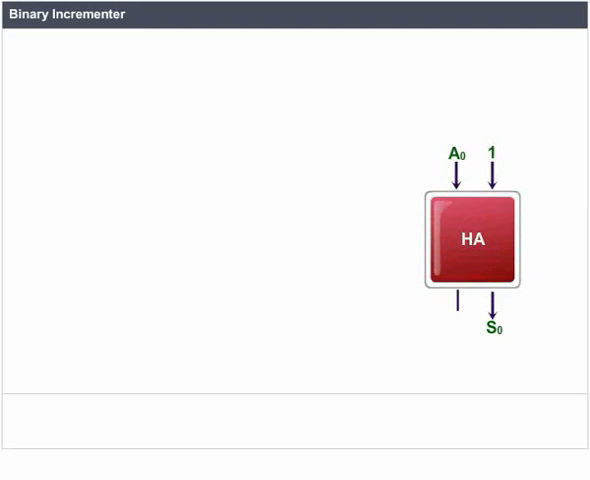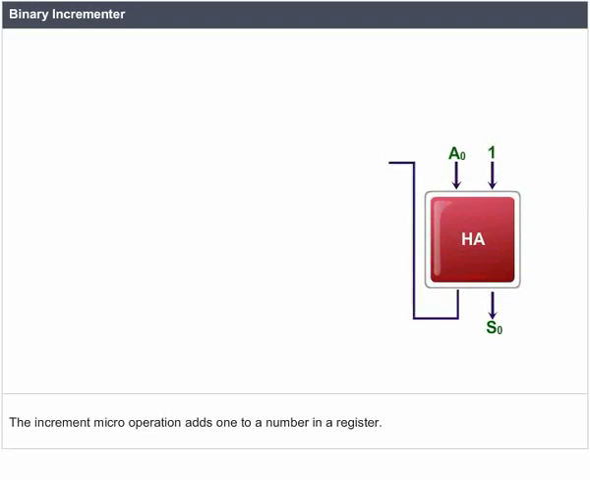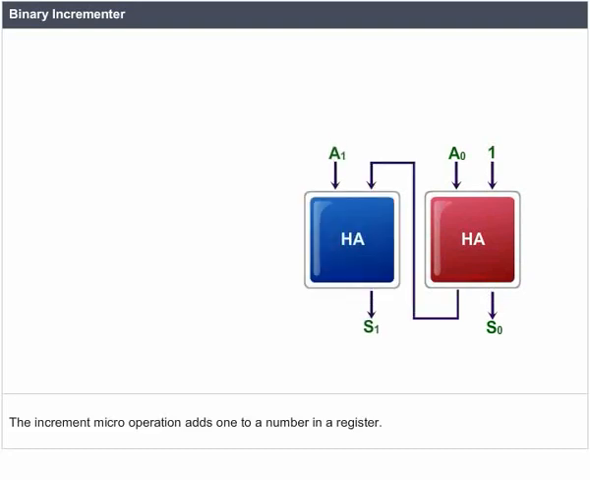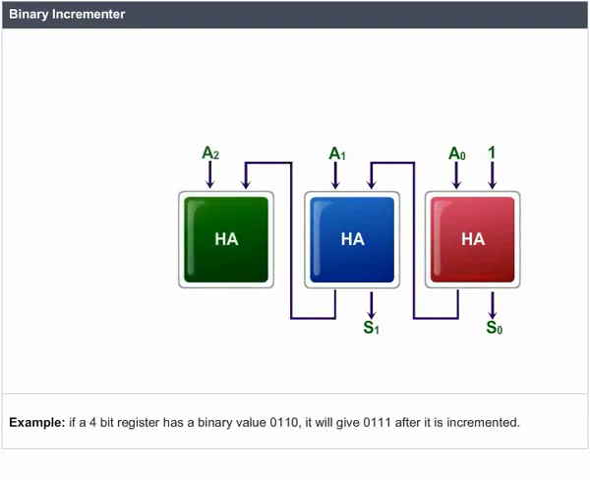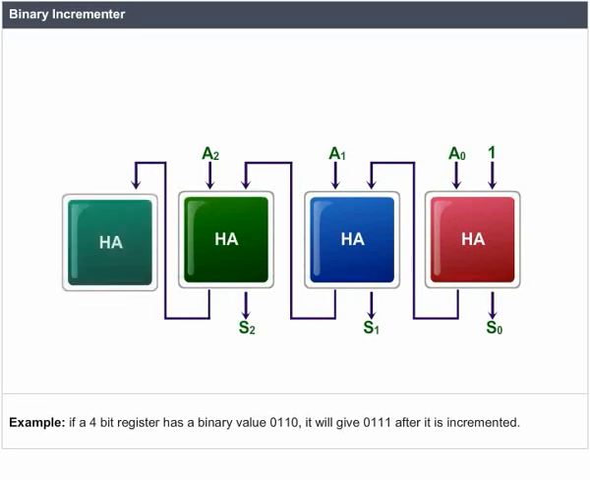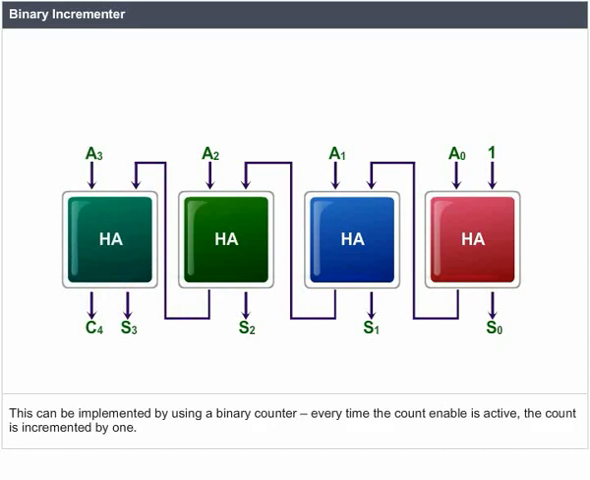Binary incrementer. The increment micro-operation adds 1 to a number in a register. For example, if a 4-bit register has the binary value 0110, it will give 0111 after it is incremented. This can be implemented by using a binary counter. Every time the count enable is active, the count is incremented by 1. If the increment is to be performed independent of a particular register, then use half adders connected in cascade.